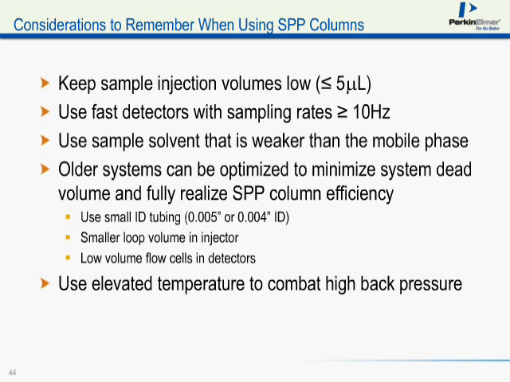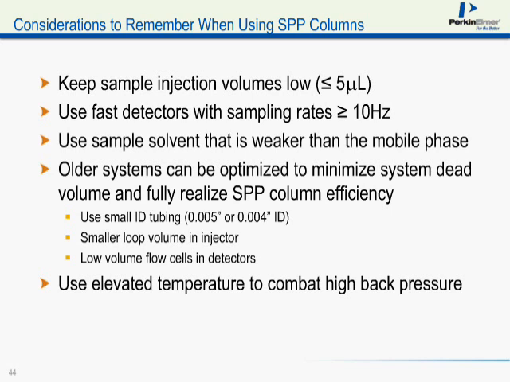But what's really important here is if you're going to use these columns on an older system, you may need to optimize your current system in order to reduce the dead volume. Because if the system has large diameter tubing or a large flow cell, or even a large loop in the autosampler, these cause dispersion of your peaks as they pass through the LC system. And if that system causes too much dispersion, what you're going to see is overlap of your peaks.